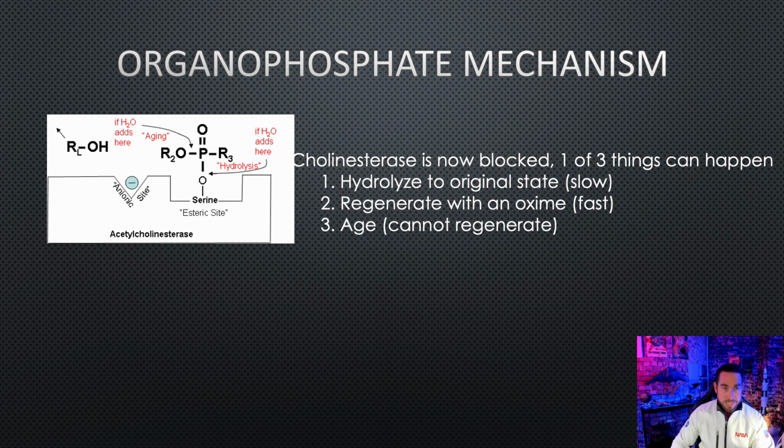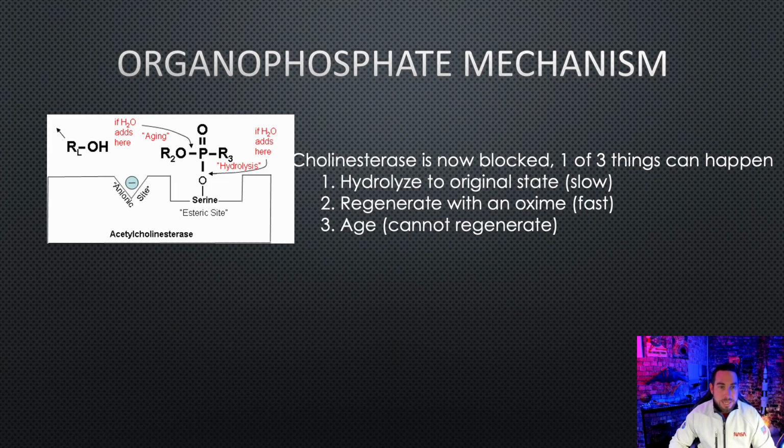So your organophosphates come in and bind and block up this cholinesterase. There's one of three things that can happen. It can hydrolyze to its original state, if this bond hydrolyzes and breaks off, which is a very slow process. You can regenerate the acetylcholinesterase with an oxime, like pralidoxime. Or this bond can age, which means that it gets stuck there and it cannot regenerate, it cannot hydrolyze. It 100% takes that acetylcholinesterase out of circulation. Each different agent has a different aging time.